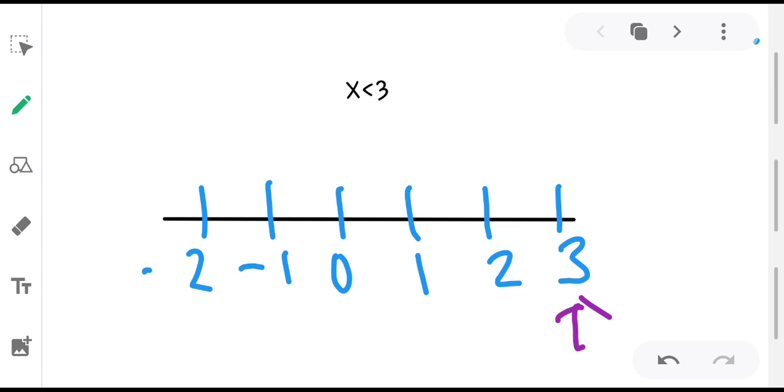Since we're at 3, we have to make the decision if it's open or closed. From the notes I posted, we know that less than or greater than are going to be open dots. So we're going to make an open circle, just like that.